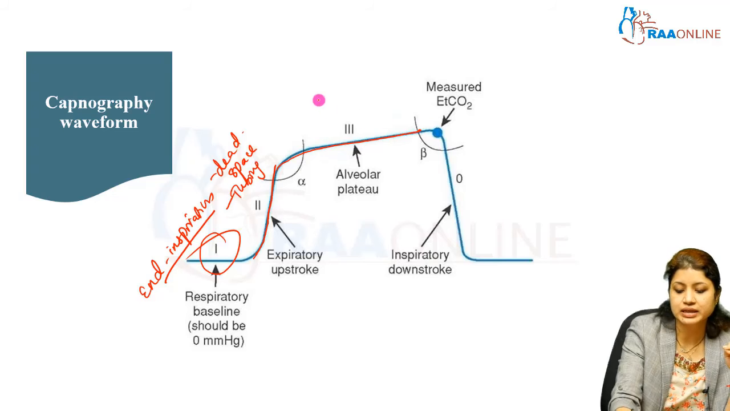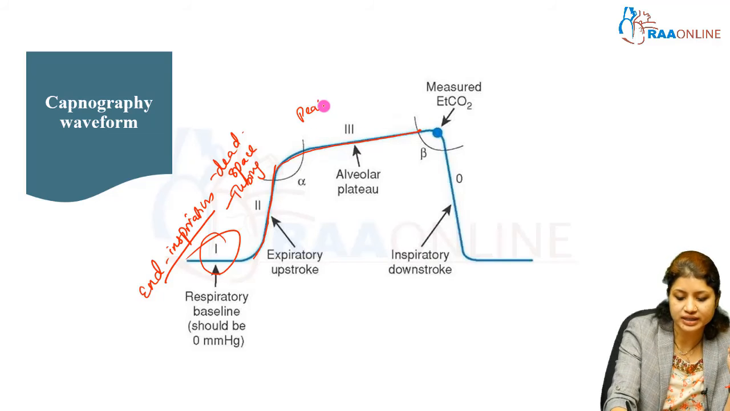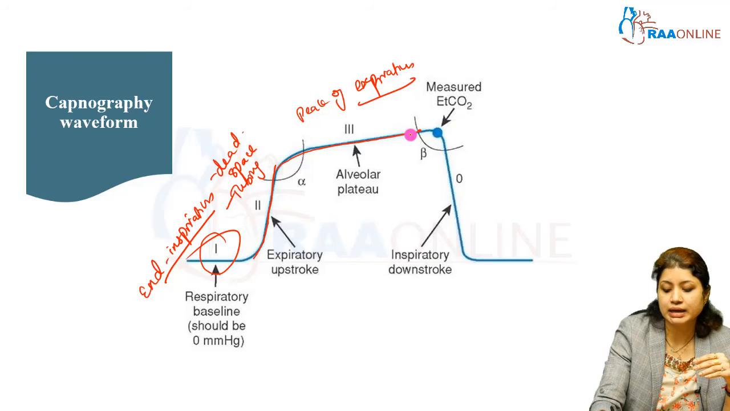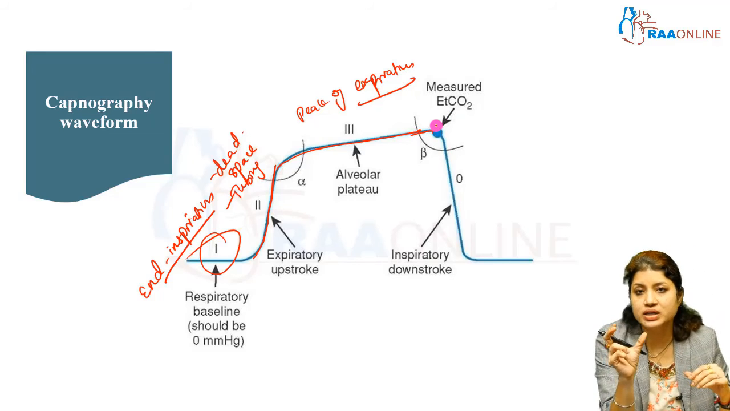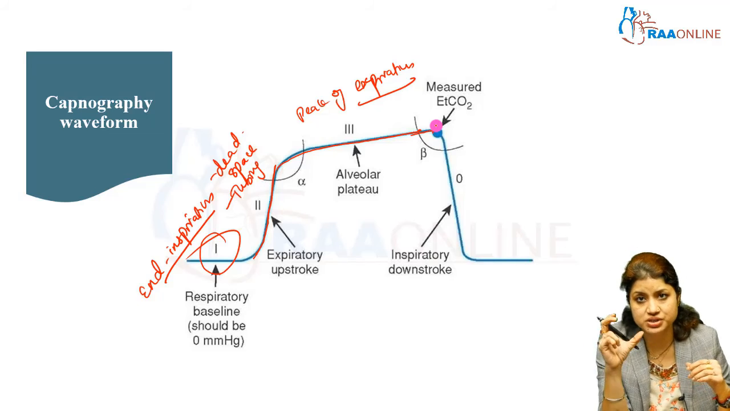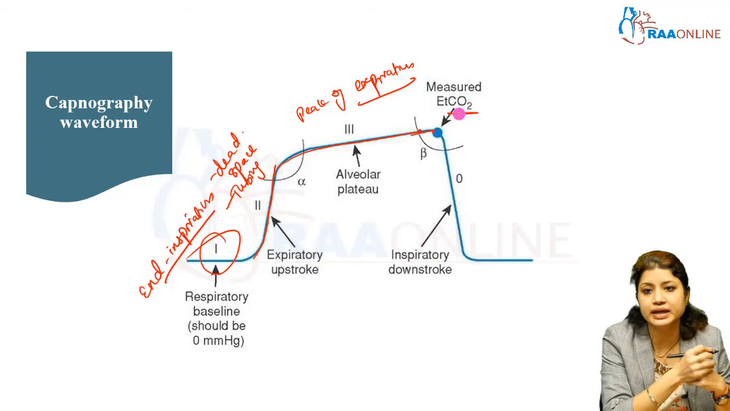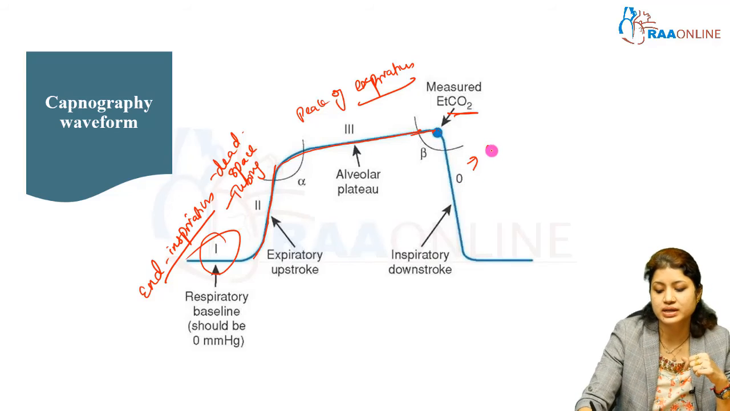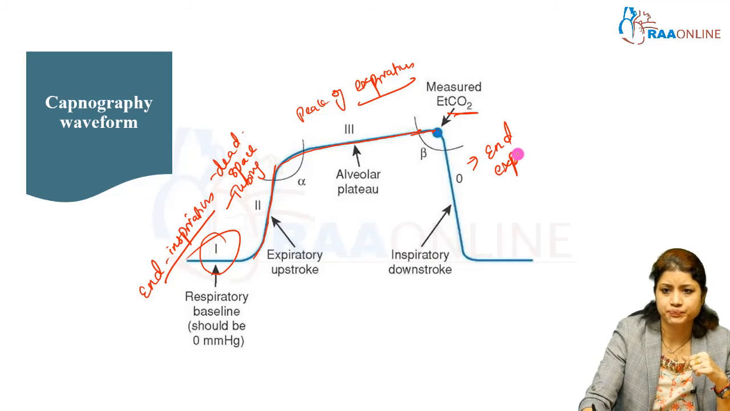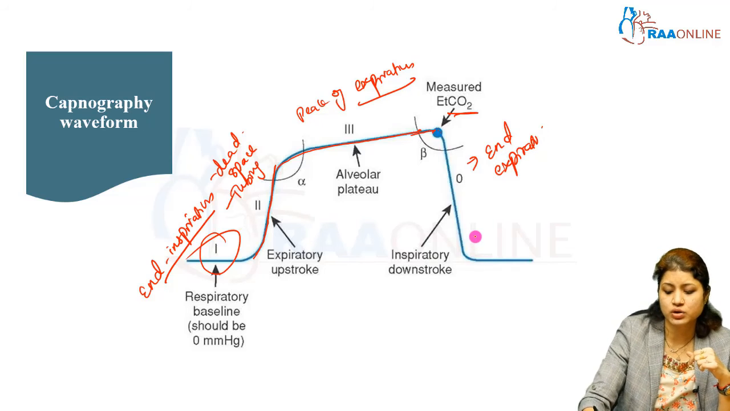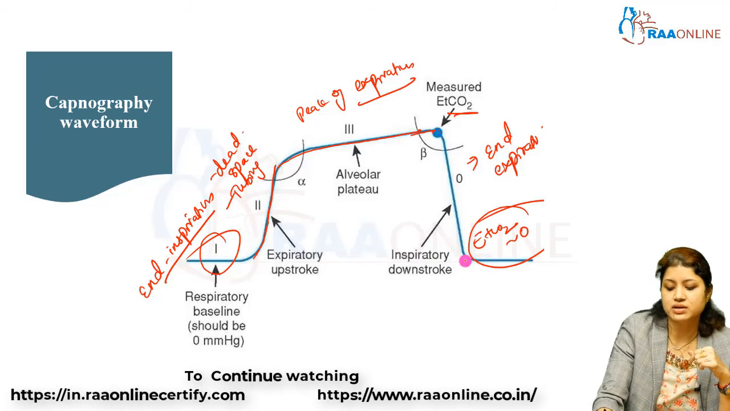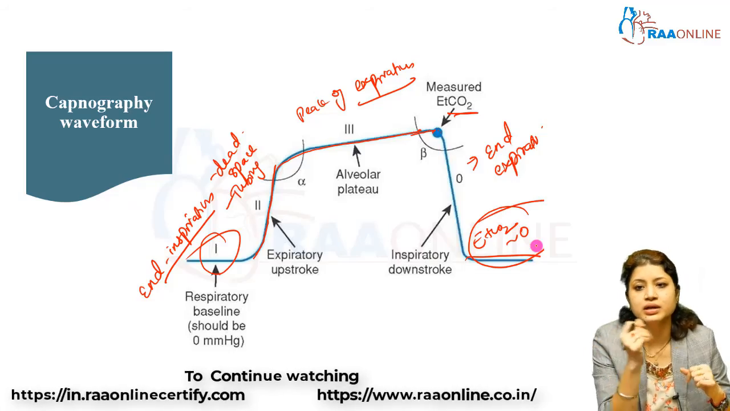Then you come to phase 3, which is almost the peak of your expiration or the main phase of expiration, where the gases from your alveoli come out, and the end of this phase 3 is called the peak of expiration, where you actually measure your end-tidal carbon dioxide. Once phase 3 ends, phase 0 is known as your end expiration. At the end of this phase 0, your end-tidal carbon dioxide falls to almost 0, because this is the phase where you begin your inspiration.